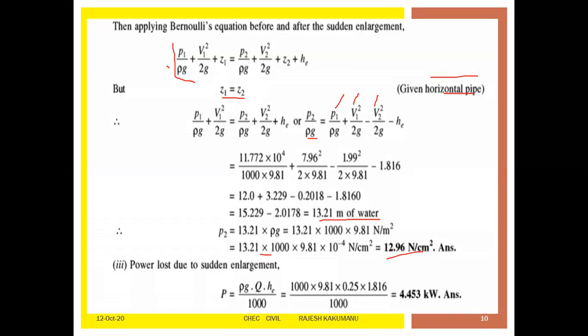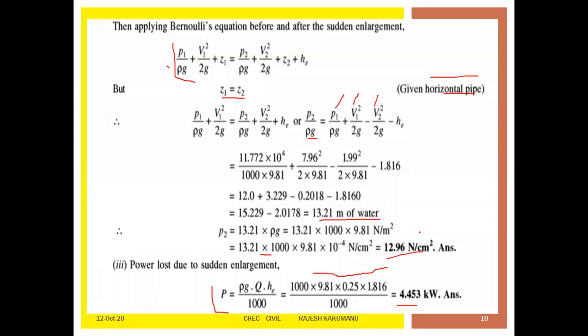Next, what did he ask to find? The third one, the power lost due to the sudden enlargement. So the power loss formula is: power is equal to rho into g into Q into head loss, divided by 1000. Substituting the values: 1000 into 9.81 into 0.25 into 1.816, divided by 1000, the value is 4.453 kilowatts.